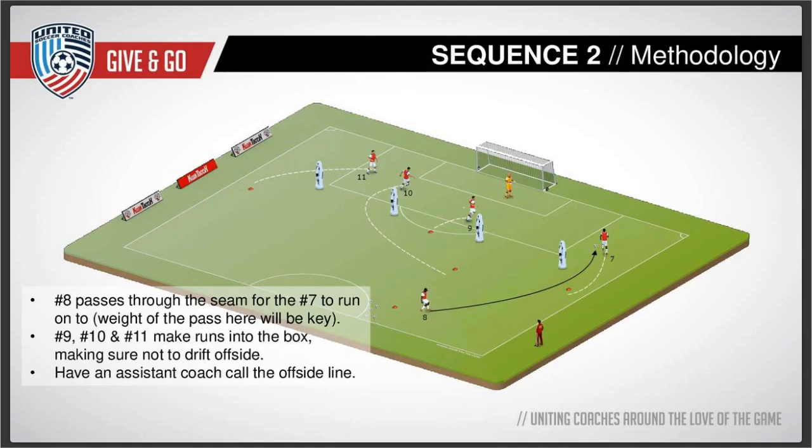And then, of course, the movement of the players. What we don't want is straight line runs to straight line balls, putting ourselves at risk of going into an offside position. So it's those timed, angled runs that are going to be key to get themselves into the box.